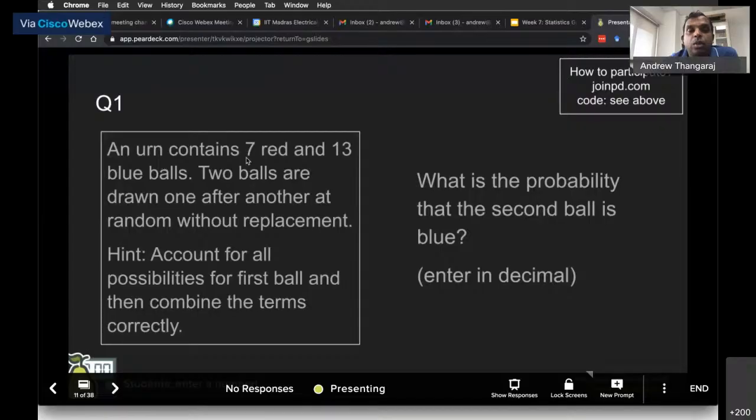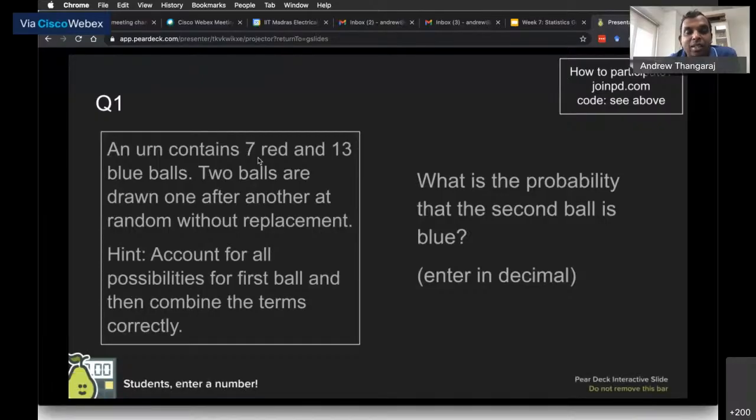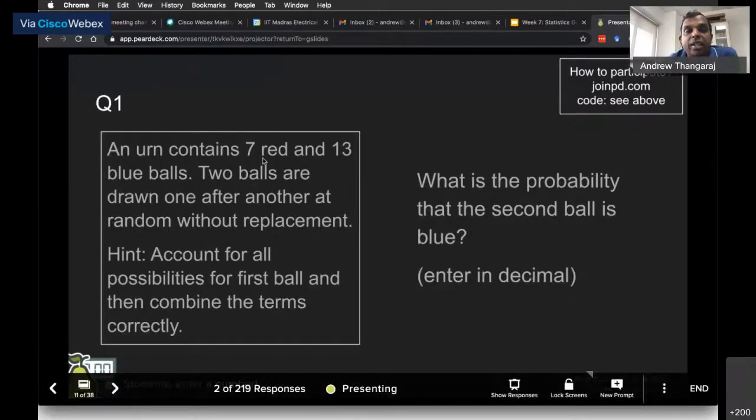Once again, let me repeat and make sure. I think this question is not ambiguous at all. The previous one had that ambiguity. There's no ambiguity here. There are 7 red and 13 blue balls. 2 balls are drawn one after another at random without replacement. What is the probability that the second ball is blue? So this is just the probability. You have to answer the question.